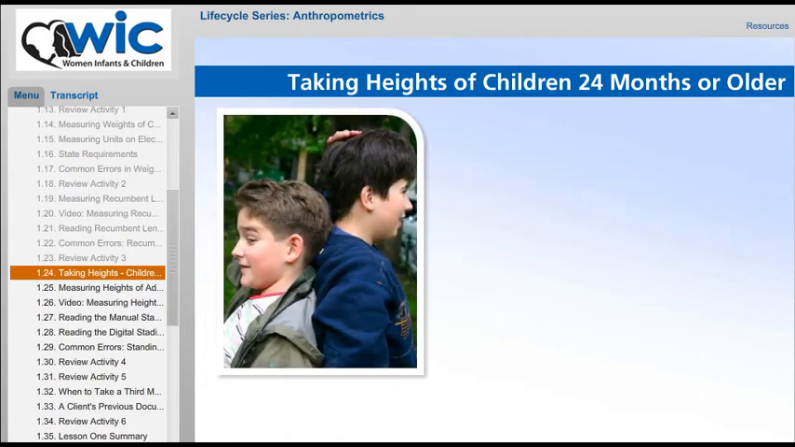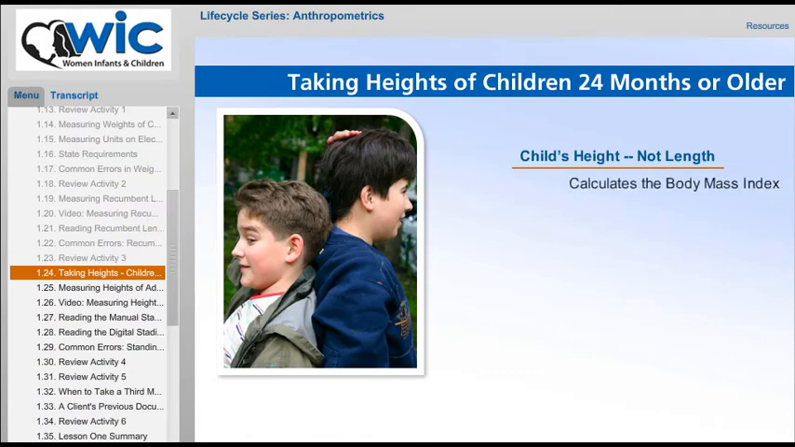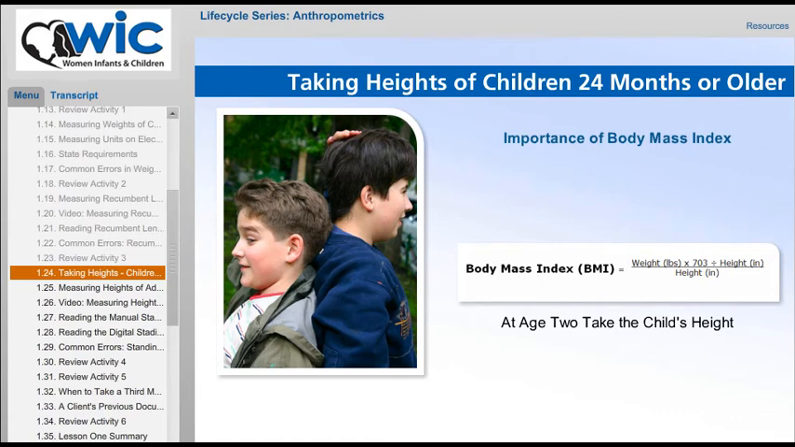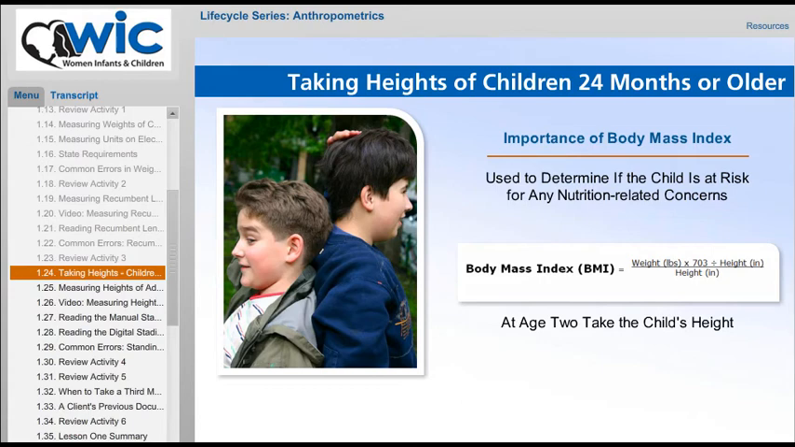Why is this so important? Well, using the child's height and not length will allow you to calculate the body mass index of a child aged 2 and older. That's why we'd like to take height as soon as the child is 2 years old. Now, we'll talk about the importance of body mass index in Lesson 2, as well as how to interpret growth chart information for your clients. But for now, realize that body mass index is an important number used to determine if the child is at risk for any nutrition-related concerns.